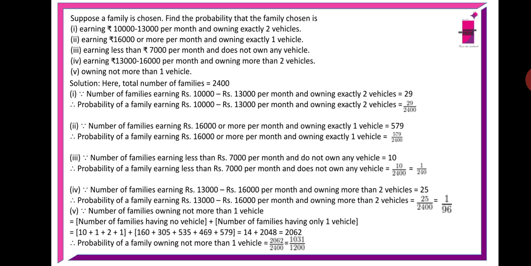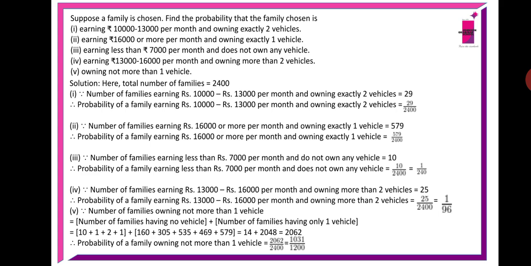Question number 2. Earning 16,000 or more per month and owning exactly 1 vehicle. Since the number of families earning rupees 16,000 or more per month and owning exactly one vehicle equals 579, therefore the probability of such a family equals 579 by 2,400.